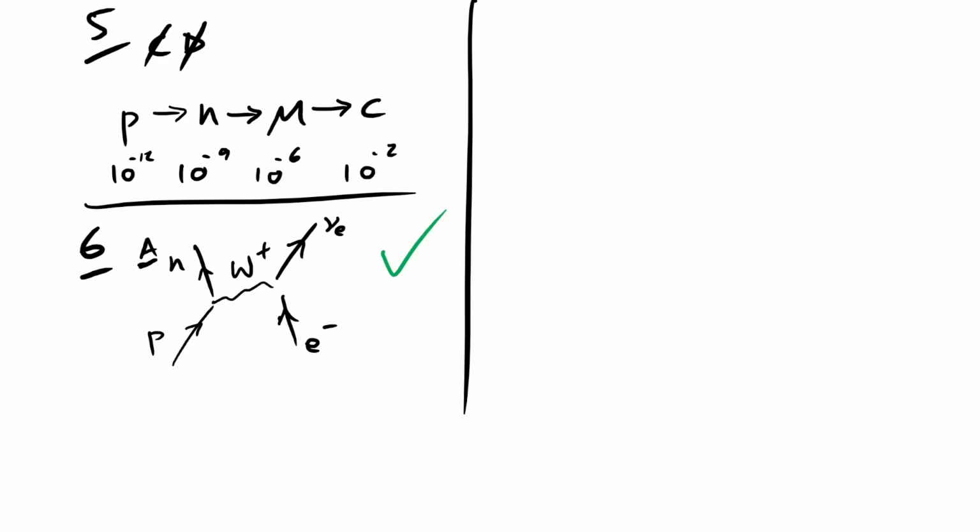The charges make sense. +1 going in, -1 going in, therefore 0 coming out altogether. Lepton numbers, +1 for an electron, +1 for the electron neutrino coming out. So that makes sense.